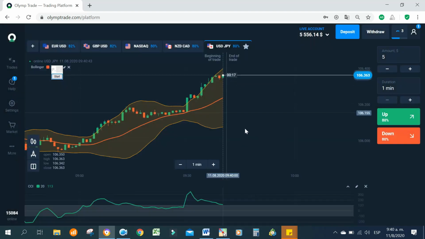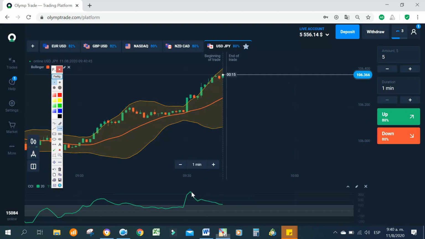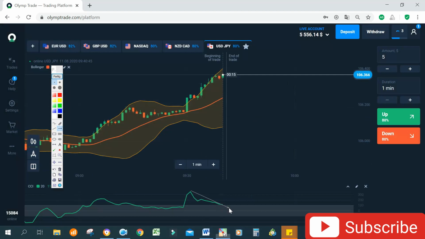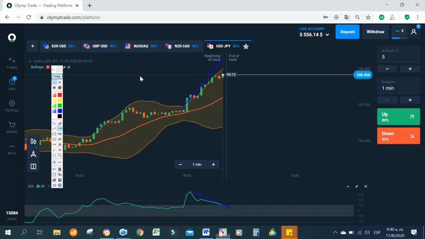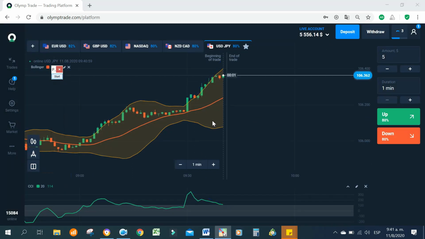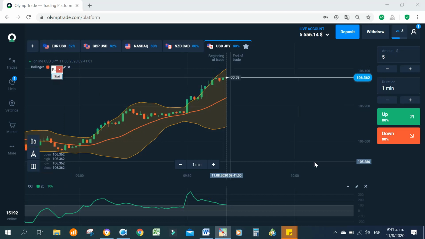And of course, we have a divergence here. Divergence is when this indicator points downward and the price is going higher. That is called divergence. So it's a very clear sign of the change from an upward trend to a downtrend.